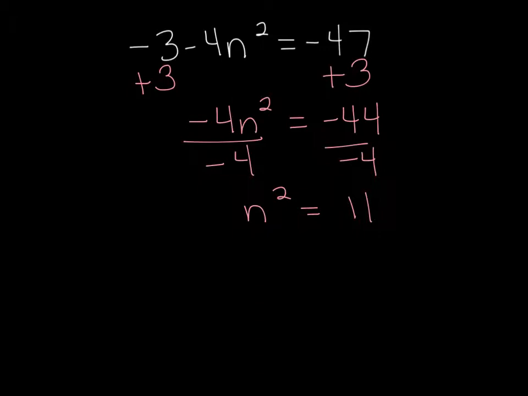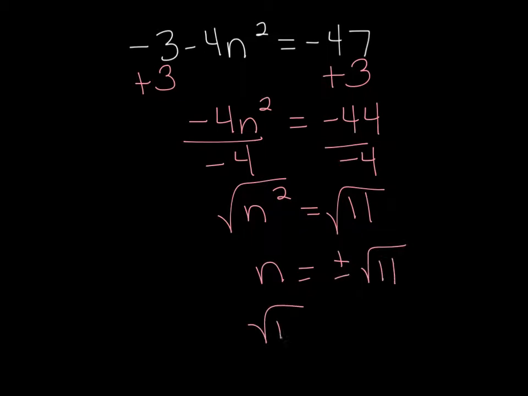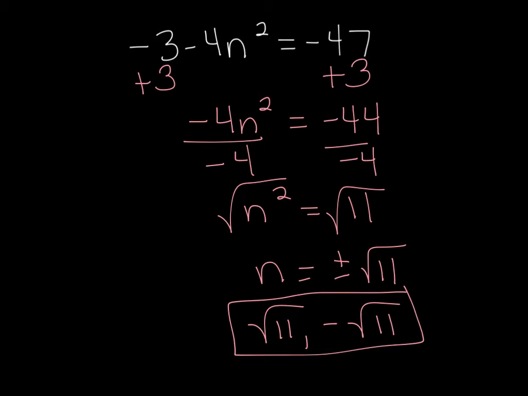Now that we have the square term alone, we take the square root. So n equals plus or minus square root of 11. So you have the square root of 11 or the negative square root of 11. Because 11 is prime and it can't be simplified.